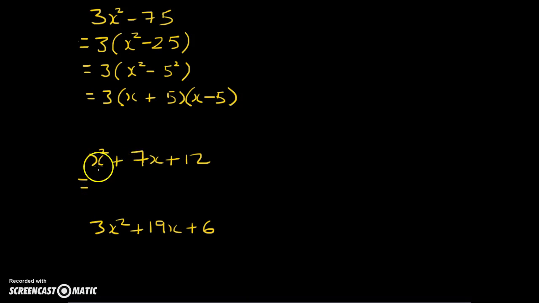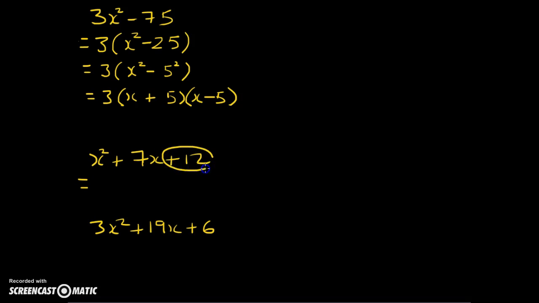Next example. First thing, look for a common factor. Is there a common factor? No. Is it a difference of two squares? No. Easy way to tell. There's 3 terms. Difference of two squares only has 2 terms. Next thing, is it a trinomial? Yes, 3 terms. Is it a 1x squared trinomial? Yes, there's only 1x squared. So we use our pattern.